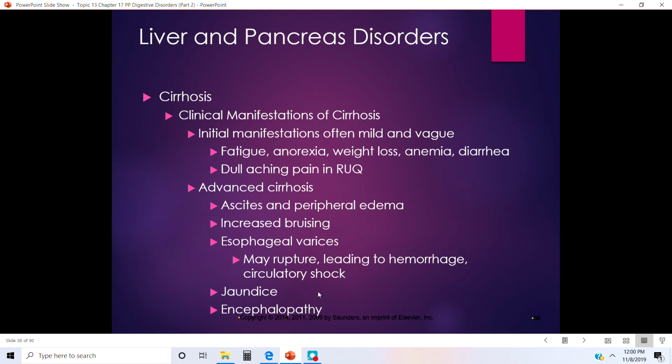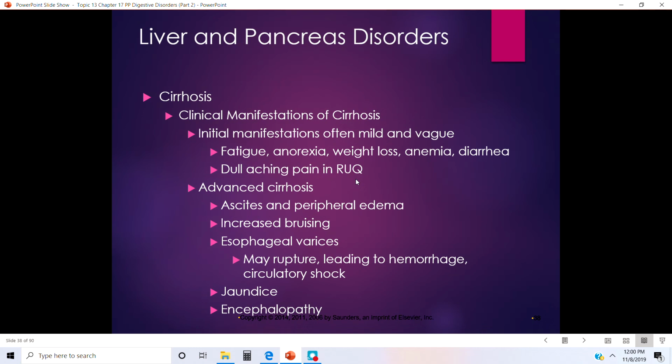So now that we have somewhat of an understanding of the pathophysiology of cirrhosis, let's take a look at some of the clinical manifestations. Like we said a little bit earlier, the initial signs and symptoms are vague. There's not a lot of them initially. So they'll have fatigue, anorexia, right, lack of appetite, some weight loss, anemia, diarrhea, right? That fits a lot of different things. That wouldn't tell you you have cirrhosis. And they'll have dull, aching pain in the right upper quadrant, right, where the liver is.